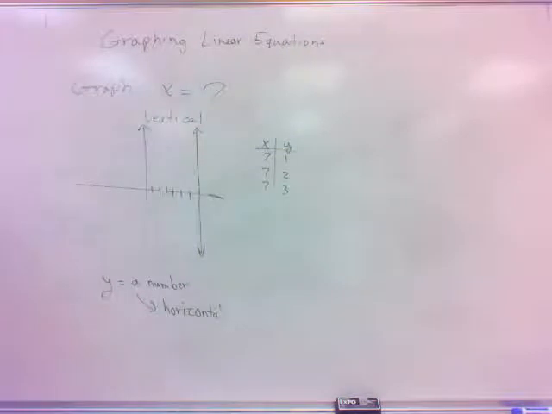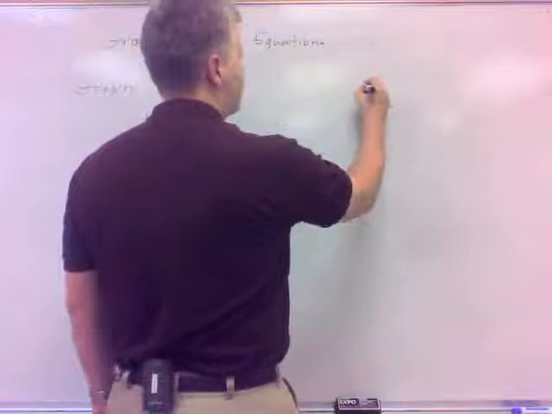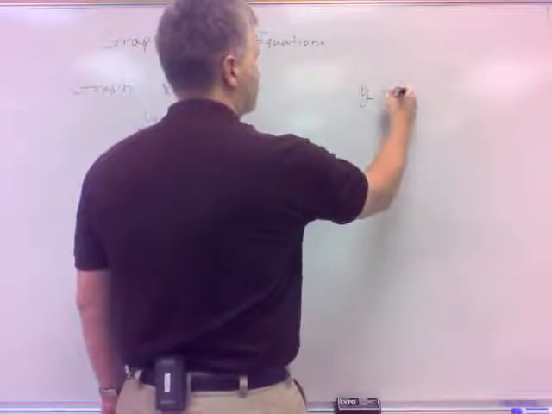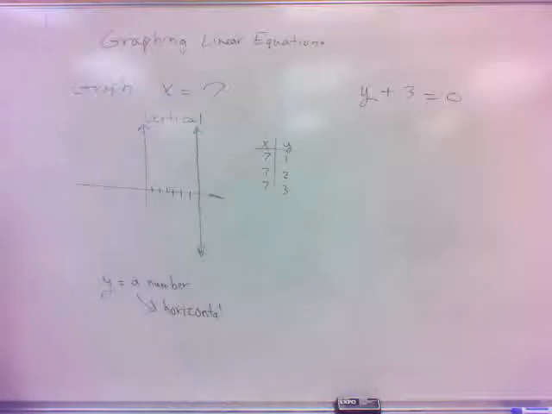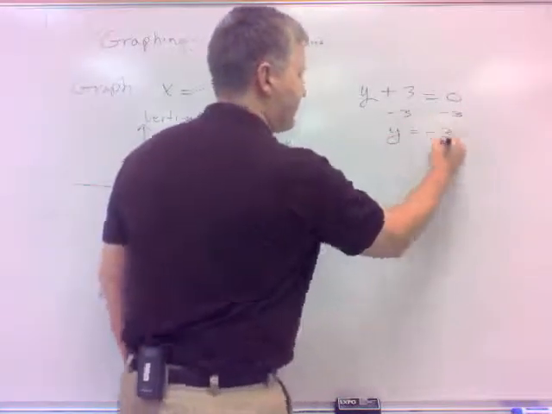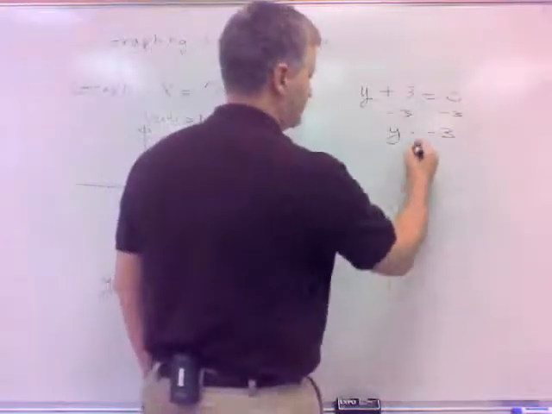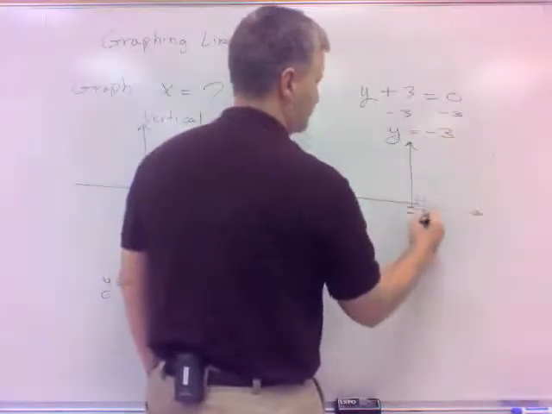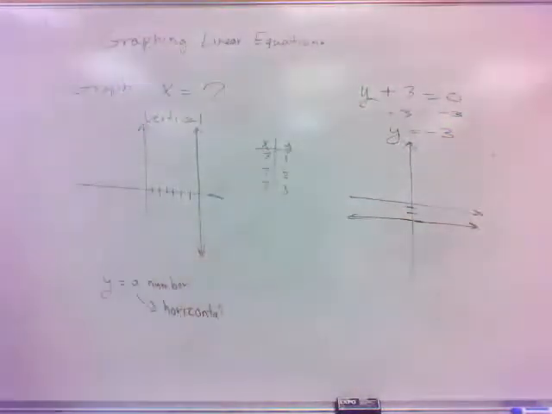Now, if I have, say, y plus 3 equals 0, well, that's not y equals a number. However, one quick little move there, subtract the 3, and we do have y equals a number. So, yeah, that's the horizontal line that goes through -3. All right.